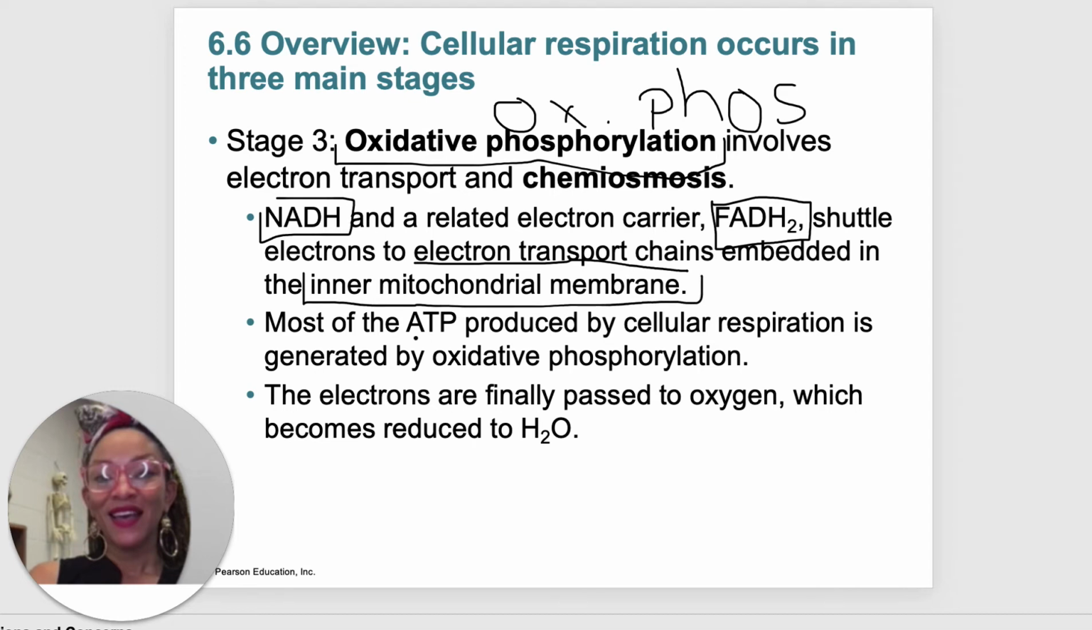So most of the ATP that is produced by cellular respiration is produced in this stage. Okay, the electrons are finally passed to oxygen. So oxygen is the final electron acceptor for oxidative phosphorylation. And then oxygen is reduced. Remember, reduction, we are adding in protons or hydrogen ions, right, to make water that we then release from our bodies.